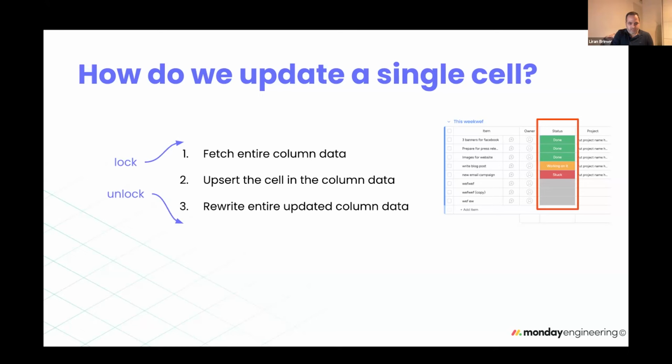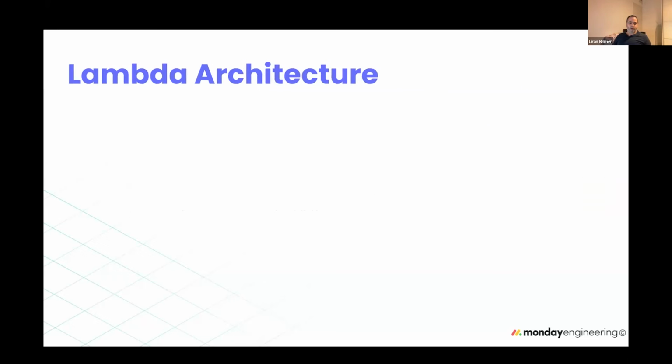So this, of course, doesn't make sense, right? We have many thousands of those little cell changes every second. We can't fetch the entire column and rewrite it each time. And this is where our Lambda architecture comes to the rescue.